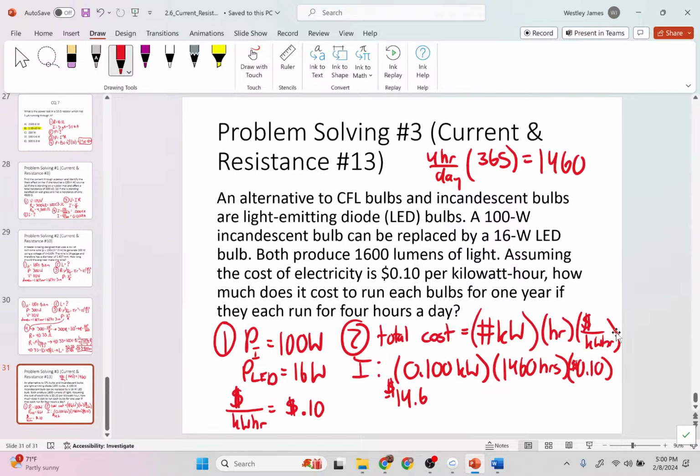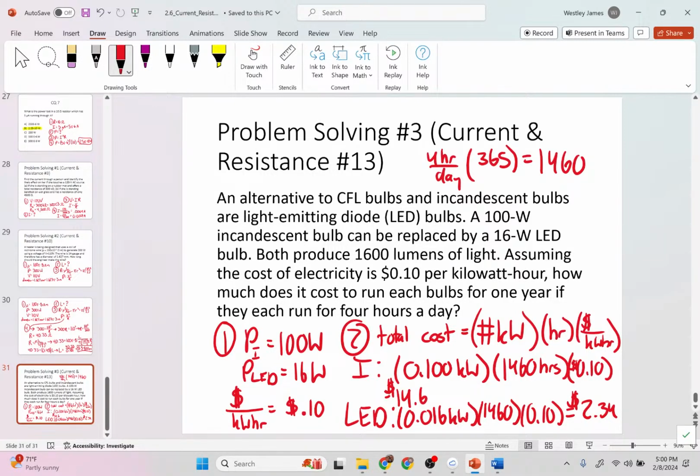An incandescent light bulb. An LED light bulb will instead be 0.016, because it's only 16 watts, times the exact same thing. So literally the only variable that changed is how much energy you're using per second. Everything else is the same. And you get it only costs you $2.34. So this is the difference.